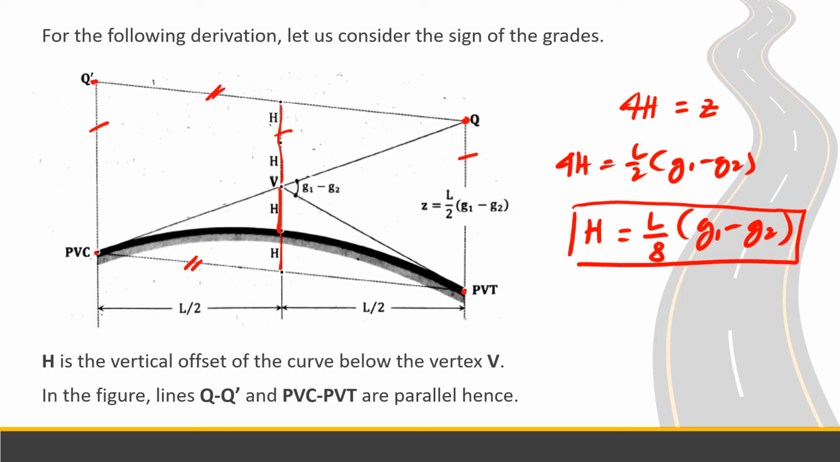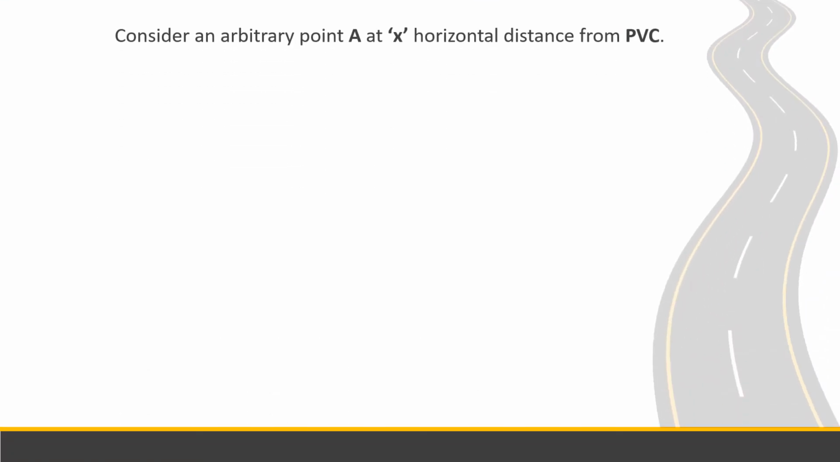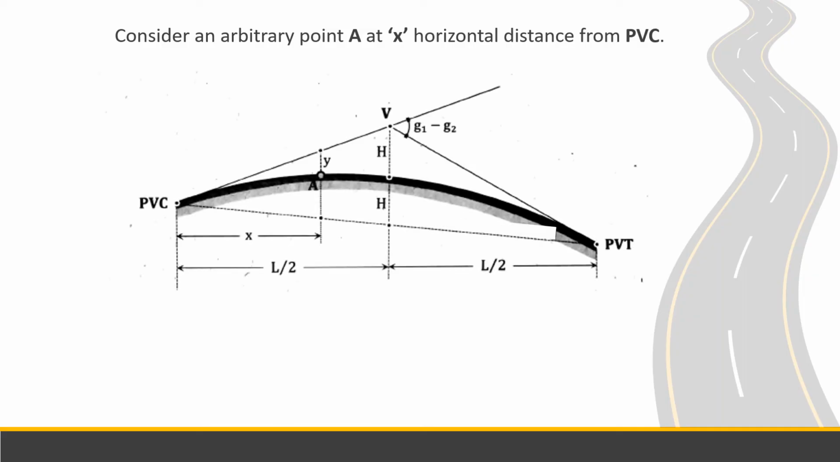This is the H, from the vertex to the intersection of the vertex vertically down to our curve. So that is H. If we consider an arbitrary point A at horizontal distance X from PVC, located X distance horizontally from PVC, and having a vertical offset Y, since the curve is parabolic, the following relation shall be true.